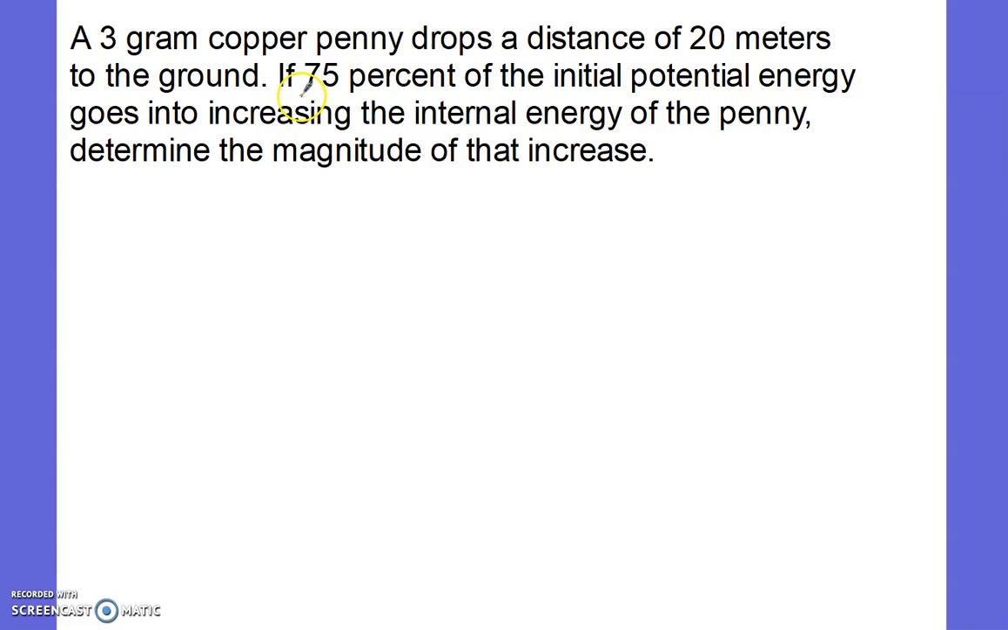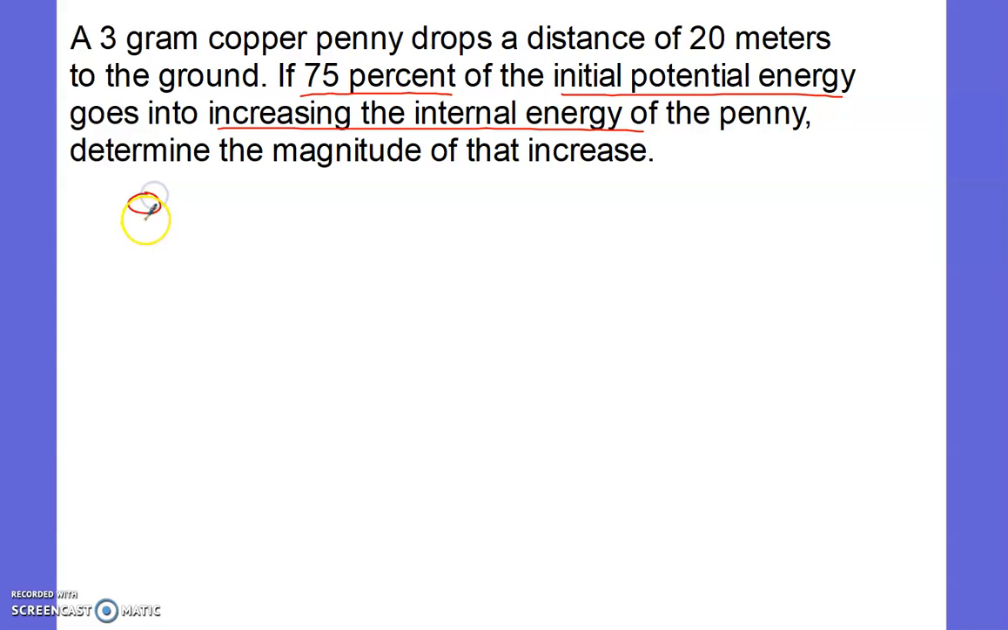In this problem, it says 75% of the initial potential energy goes into increasing the internal energy of the penny. So all we have to do is find the initial potential energy and take 75% of that. So you have to read carefully about what to do within the problem. You can't just look for the numbers.